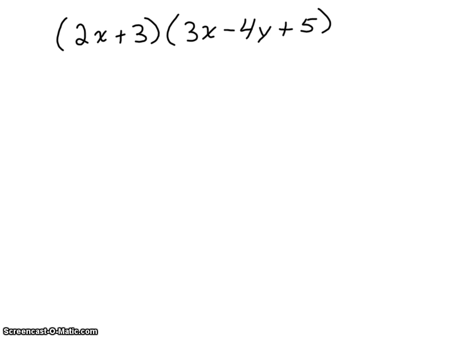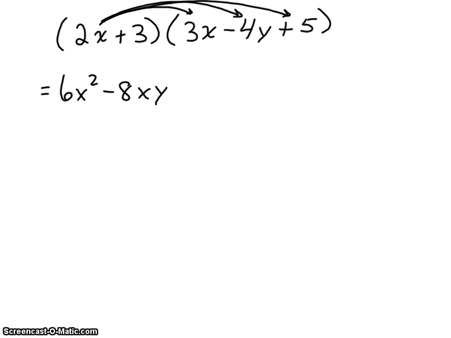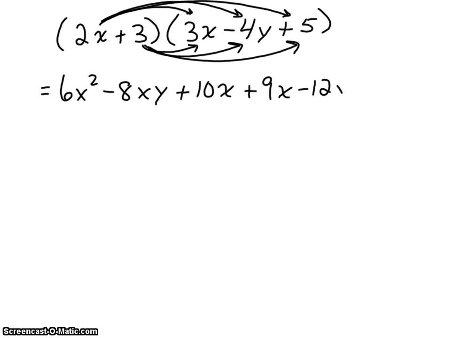So when I do this, I'm going to distribute the 2x first. And whenever you distribute, you're always multiplying. So 2x times 3x, that's 6x squared. 2x times negative 4y, that's negative 8xy. 2x times 5 is plus 10x. Okay, now we will distribute the 3. So you multiply the 3 by each of those. So now we have plus 9x minus 12y plus 15.